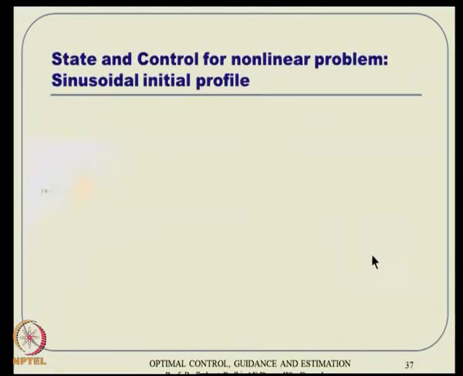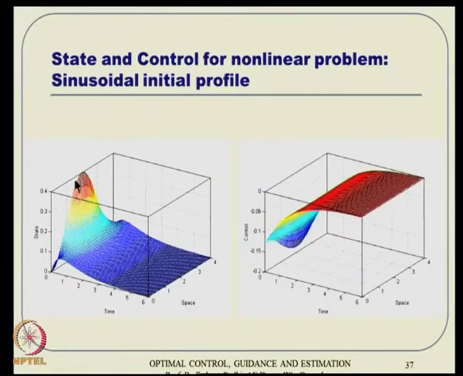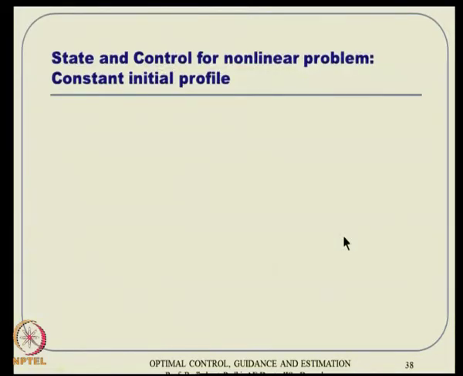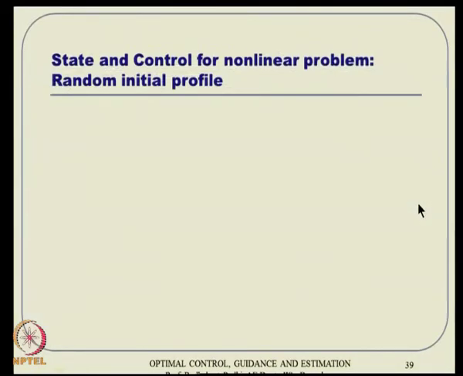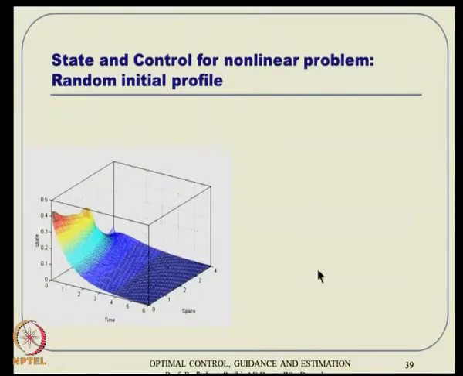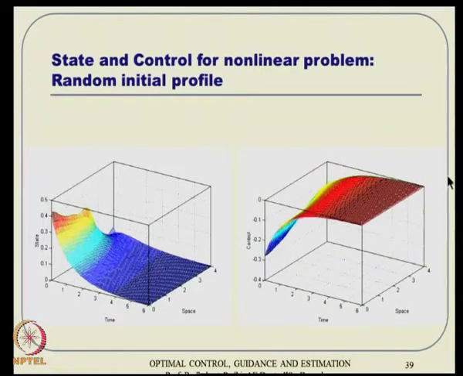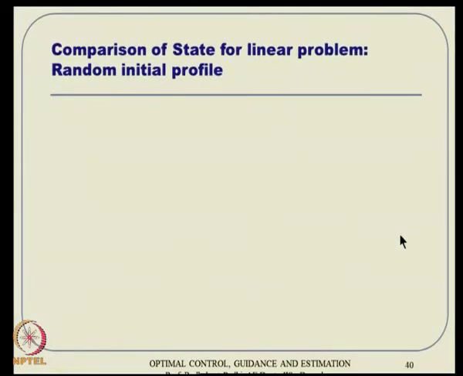How do the results look? Results are something like this. You have a sinusoidal initial profile, and everything turns out to be 0 very quickly. Control also goes to 0 simultaneously. Now, what about the state and control of the nonlinear problem from a different initial condition, including constant? It again goes to 0, and here control also goes to 0. And what about a random profile? You test it many times, the initial profile is very arbitrary here, but smooth. That also happens nicely.